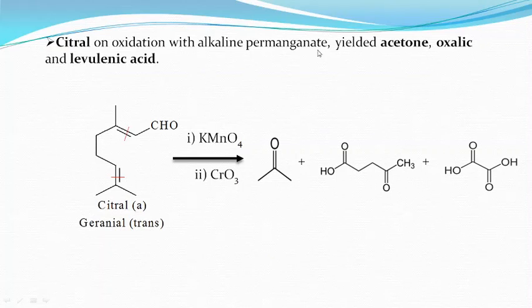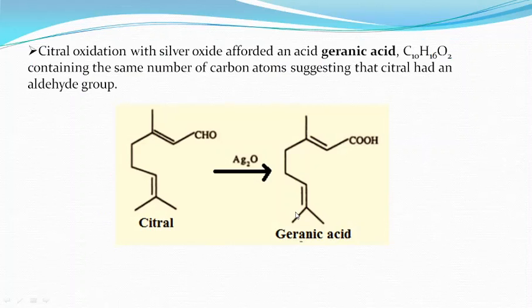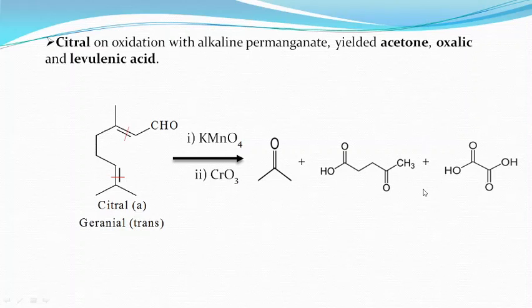Citral, on oxidation with alkaline KMnO4, yields acetone, oxalic acid and levulinic acid. Here you can see how the oxidation takes place. First of all, it reacts with potassium permanganate, where hydroxylation takes place, and then chromic acid oxidation. Here the cleavage takes place from here and here, yielding acetone, and oxalic acid plus levulinic acid.